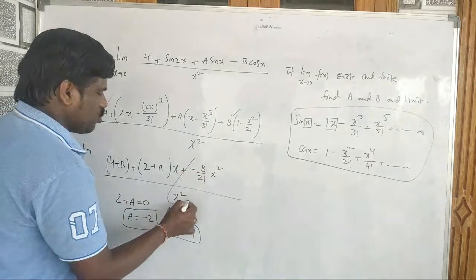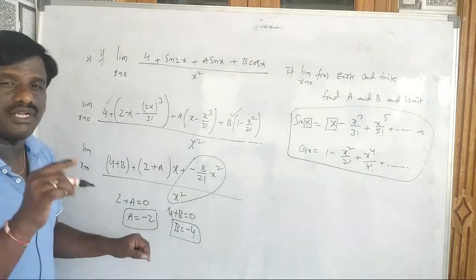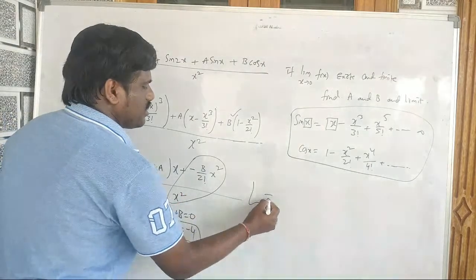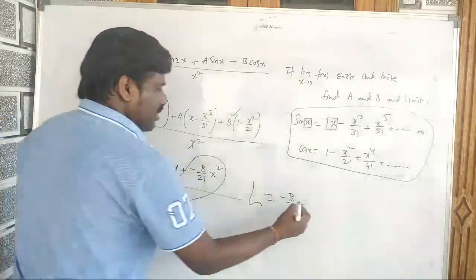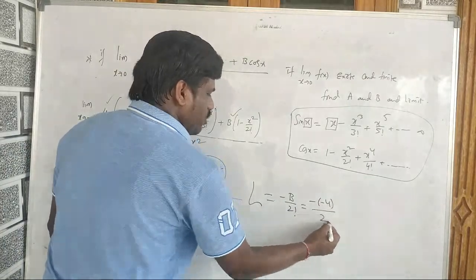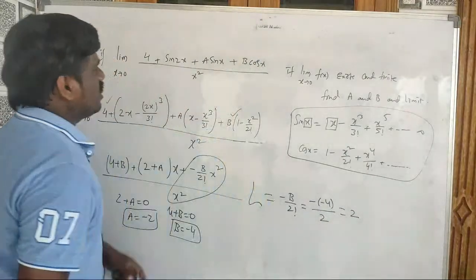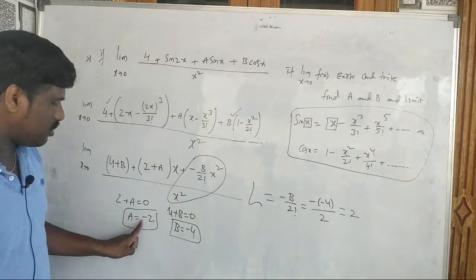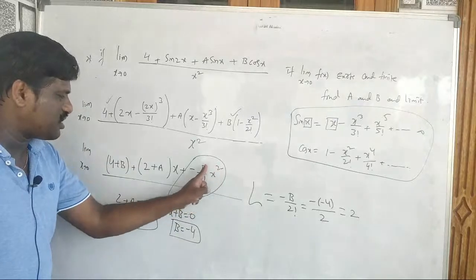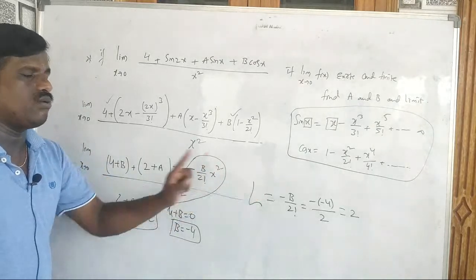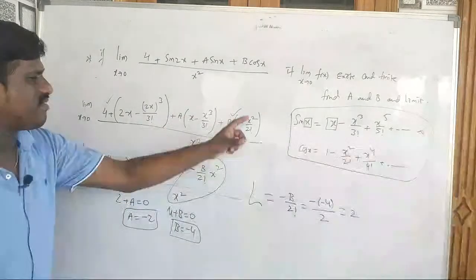Now if I compare these two, the coefficient of x square will give you the limit value. So limit L is equal to what? Minus b by 2 factorial. What is minus b here? Minus of minus 4 by 2 factorial, that is 2. So minus minus cancel, 2 and 2 cancel. The limit is 2. If it is x square, the answer is a equal to minus 2, b equal to minus 4, and the limit is 2. So this is the way to do this problem. Did you understand?